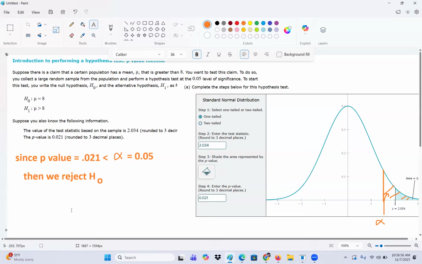It's just like when we go to court, the judge will never say that the person is innocent. The person is not guilty. The same thing: we cannot accept the null hypothesis, we can only reject the null hypothesis.